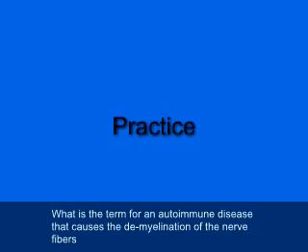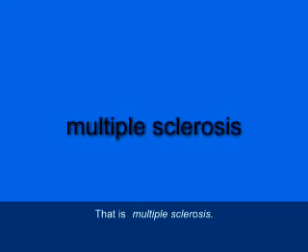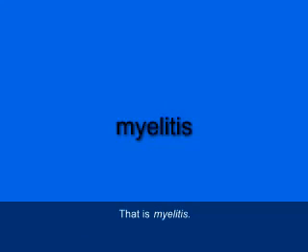What is the term for an autoimmune disease that causes the demyelination of the nerve fibers that can result in loss of balance, fatigue, paralysis, and speech disturbances? Well, that's multiple sclerosis. Multiple sclerosis. And what is the term for the inflammation of the spinal cord? That's myelitis, myelitis.